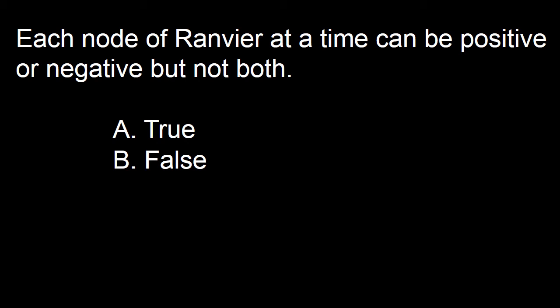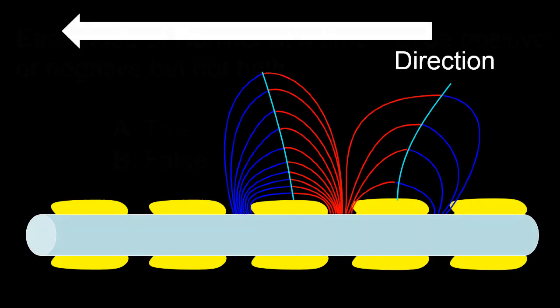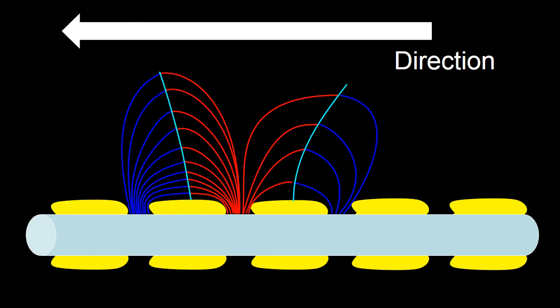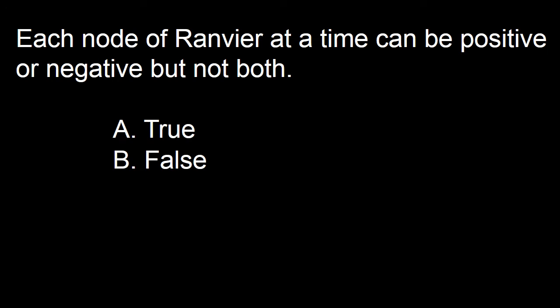Next question. Each node of Ranvier at a time can be positive or negative, but not both. A, true, B, false. As you can see, this frame portrays a myelinated axon. The myelin is represented by the yellow blobs. The arrow on top indicates the direction that the electricity is traveling. As you can see, each node has either a sink or a source in this frame. As it moves, the same thing will happen. The node of Ranvier will either be a sink or a source. So the answer to this question is true.